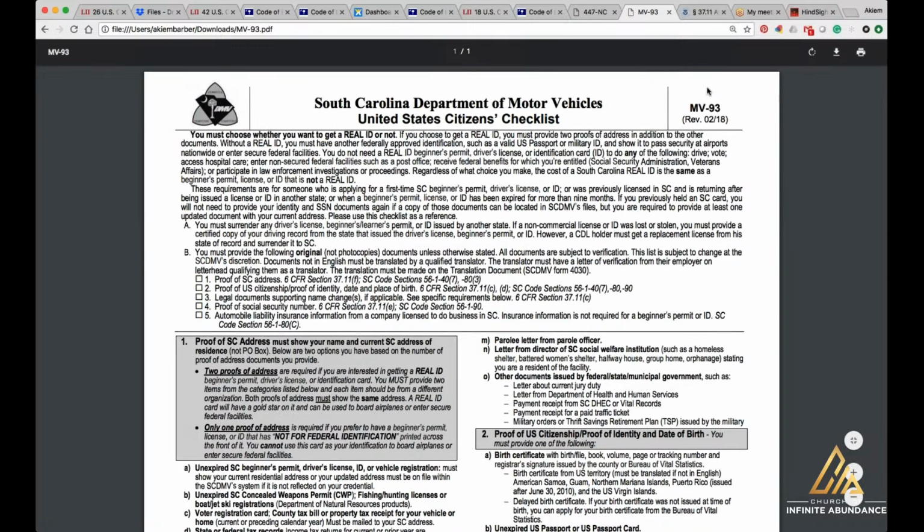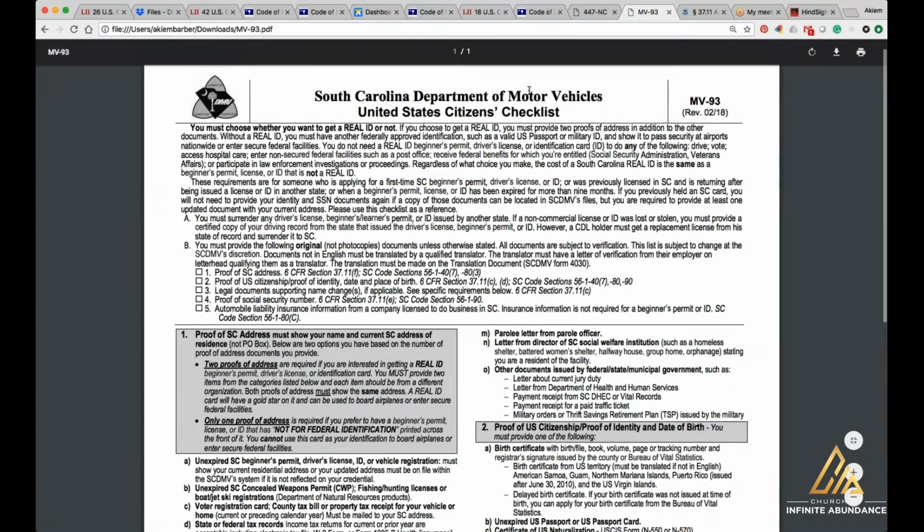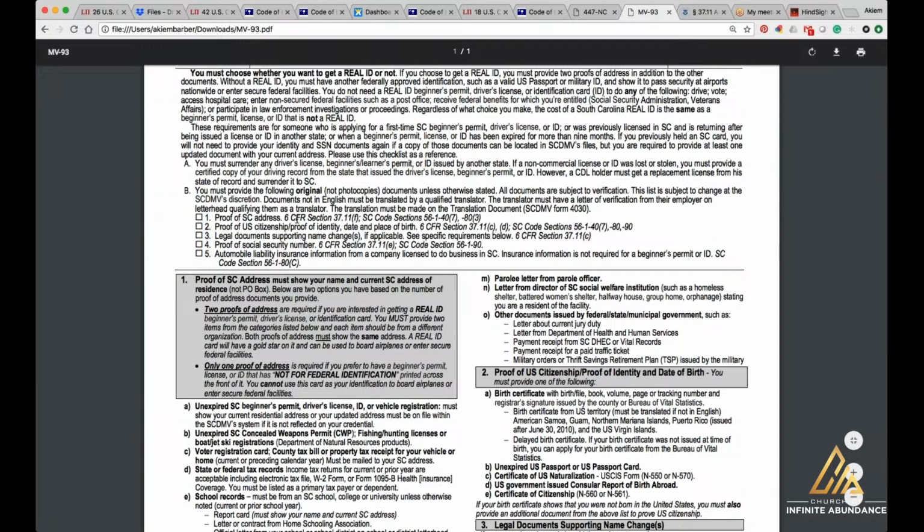This is the MV93 form for the DMV. This is the South Carolina Department of Motor Vehicles United States Citizens Checklist. Why am I showing this form? I'm showing this form because this is what they want you to provide when you walk into these offices. And they have laws on here.